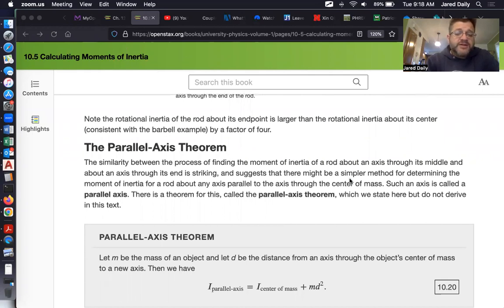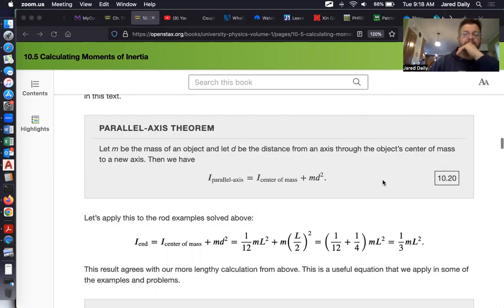Now, here's an interesting thing that comes from what we just did. It's called the parallel axis theorem, and that is that if you have two rotational axes that are parallel to each other, then you can actually use different moments of inertia to create a total moment of inertia. Now, what does that mean? Here we have.